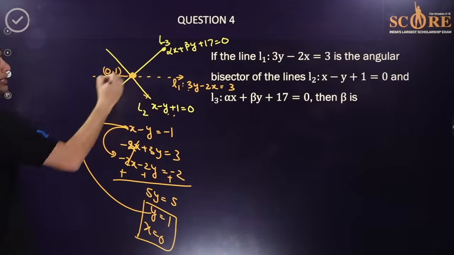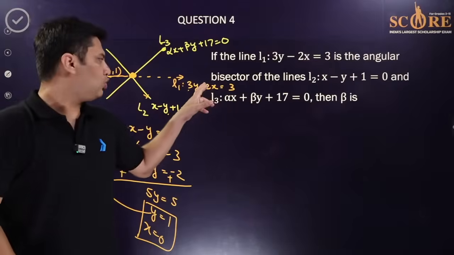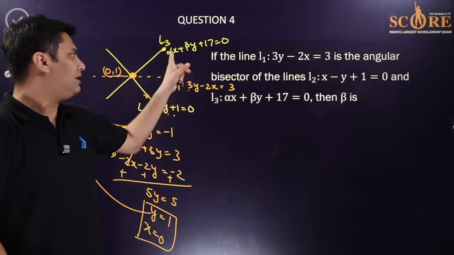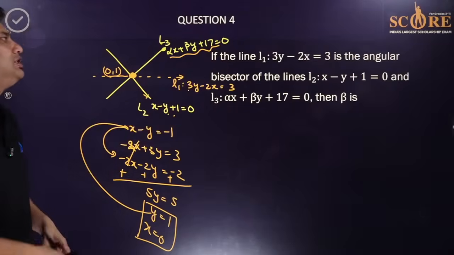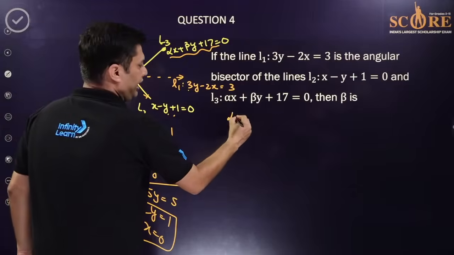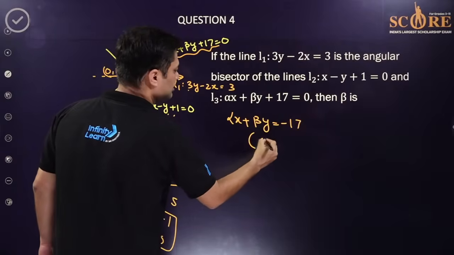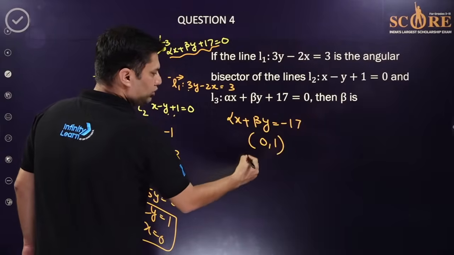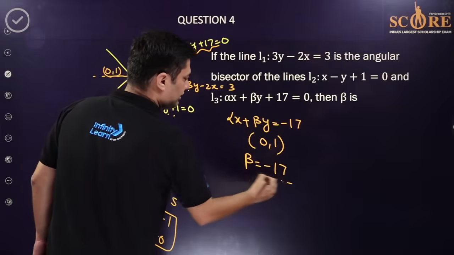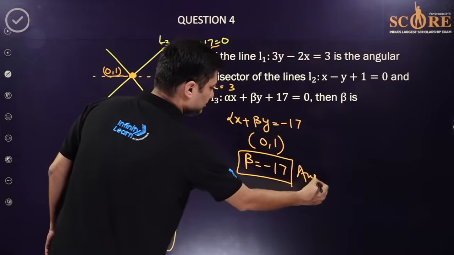This intersection point is (0, 1). The intersection point of both lines is (0, 1). It will satisfy this equation: alpha x plus beta y is equal to minus 17. It will also pass through (0, 1). So putting x equal to 0, beta is equal to minus 17. Yes, that's the final answer.